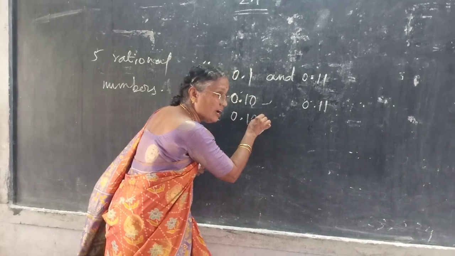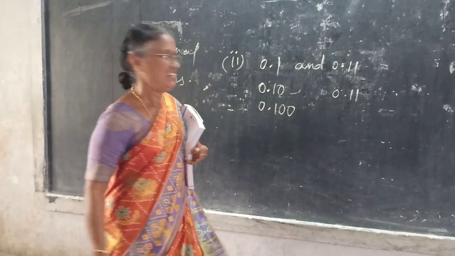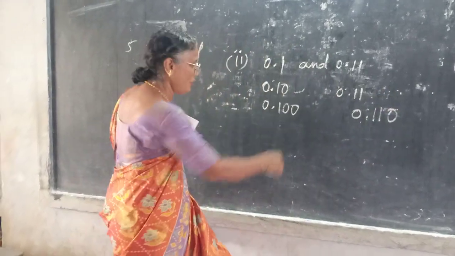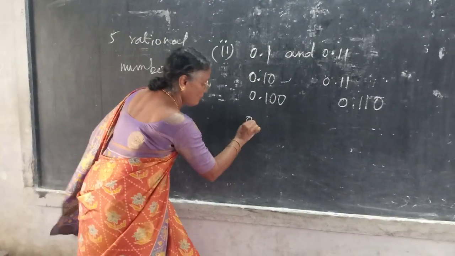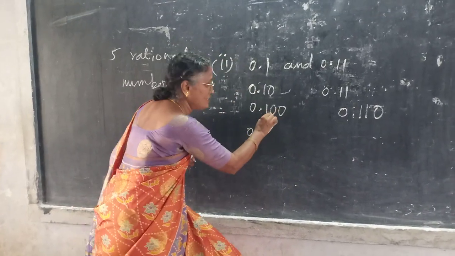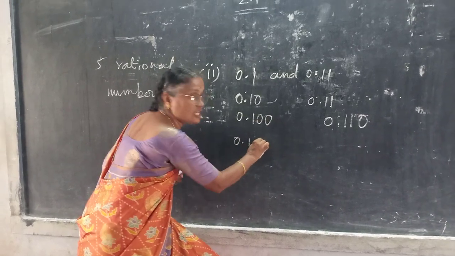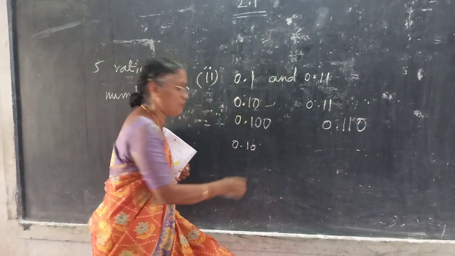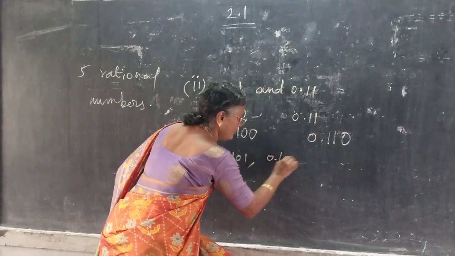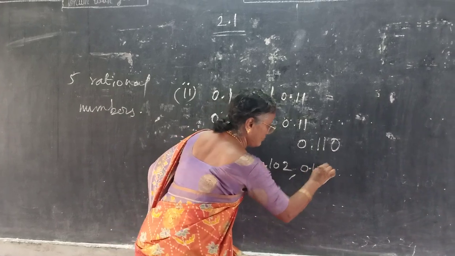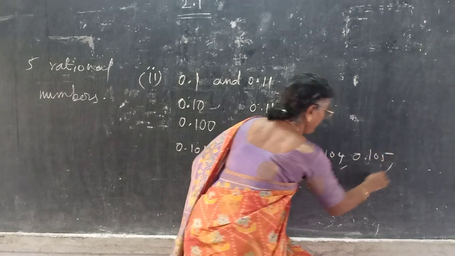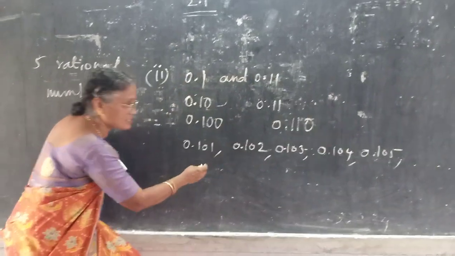0.100. Next one is 0.110. So what are the numbers between this? One of you, please stand up and tell me. 0.100, 0.101. Very good. 0.102. Very good. 0.103. 0.104. 0.105. Only 5, but what are the numbers?